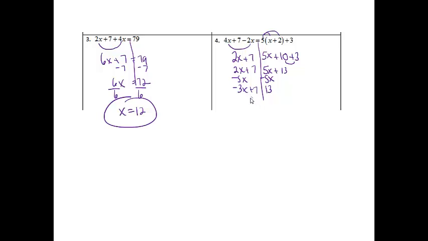And then to get rid of the plus 7, we will do minus 7 to both sides. So I'll get negative 3x equals 13 minus 7 is 6. And then to get rid of that negative 3, we'll divide both sides by negative 3. And x equals negative 2.